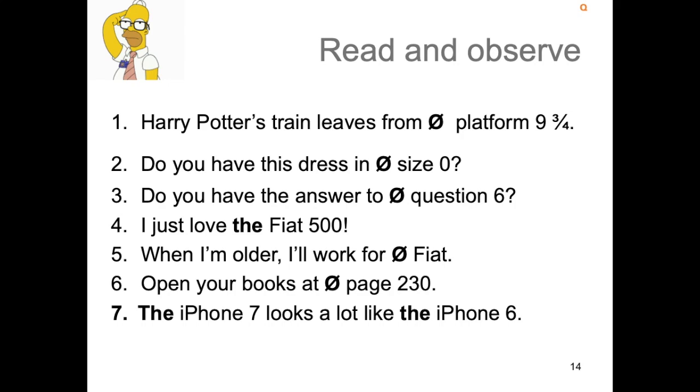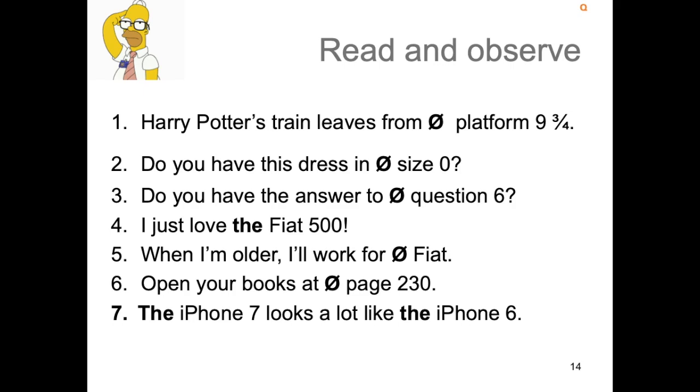Harry Potter's train leaves from platform 9¾. Do you have this dress in size 0? Do you have the answer to question 6? I just love the Fiat 500. When I'm older, I'll work for Fiat. Open your books at page 230. The iPhone 7 looks a lot like the iPhone 6.